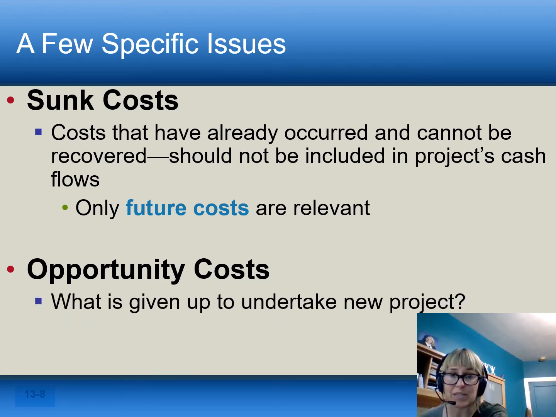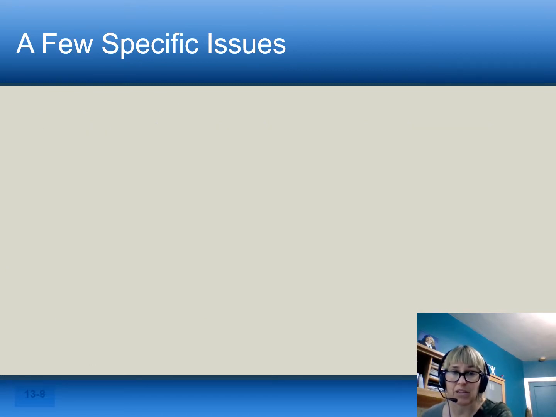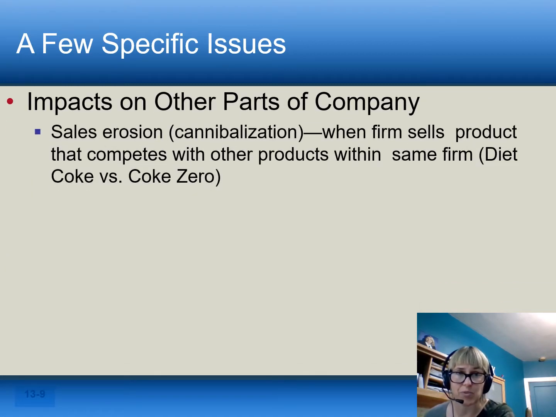If we've given up something to undertake a new project, revenues or cost savings, we do need to consider those if they're incremental, if they're different from whatever the two options are that we're comparing, maybe status quo to investing in this new project. So the opportunity cost of resources, the value in its alternative use, right? And we can talk about that as we go through it.